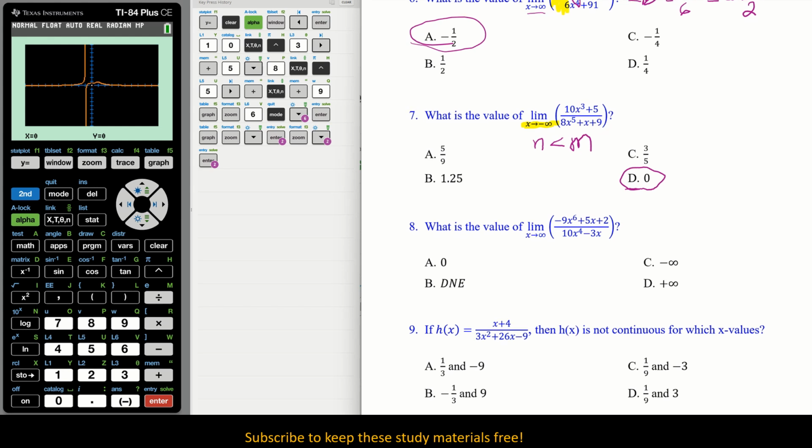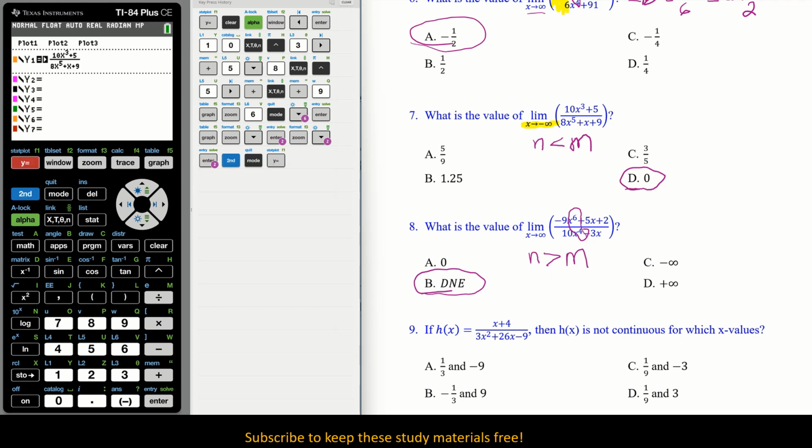What is the value of the limit here as x approaches infinity? Okay, so what do we need to do? Well, first off, let's look here. Our leading exponents here are degrees. So I'm seeing that n is greater than m. In this case, the limit does not exist. However, we could put that in the calculator and just see what happens, okay?